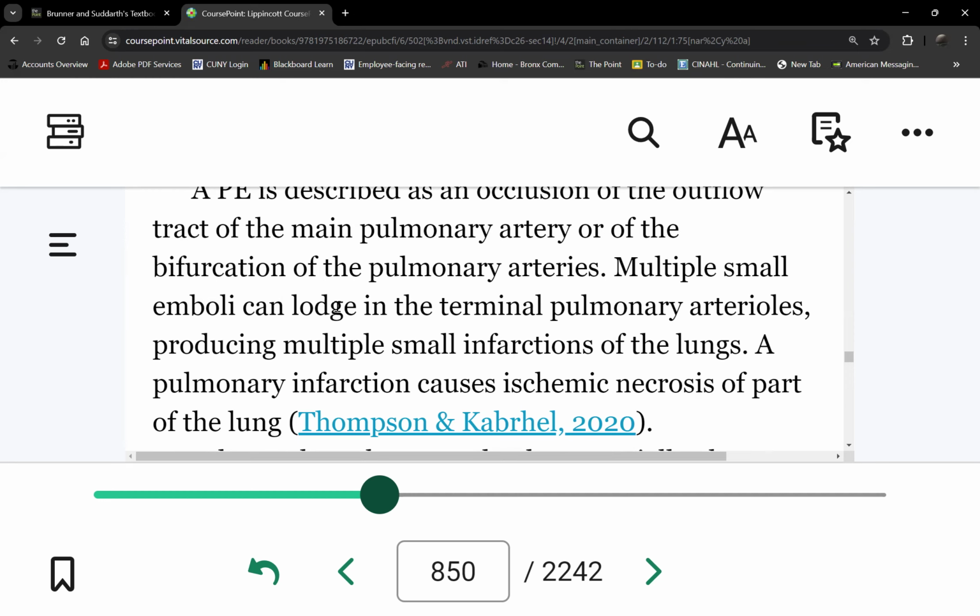It blocks an artery. It's the same thing. So why is this not an infarction? Why don't the lungs die? In a heart attack, the heart dies. In a stroke, the brain cells die. Why doesn't this kill the lungs?